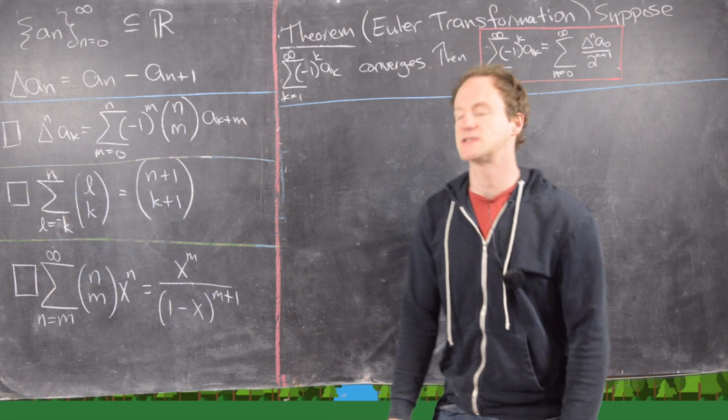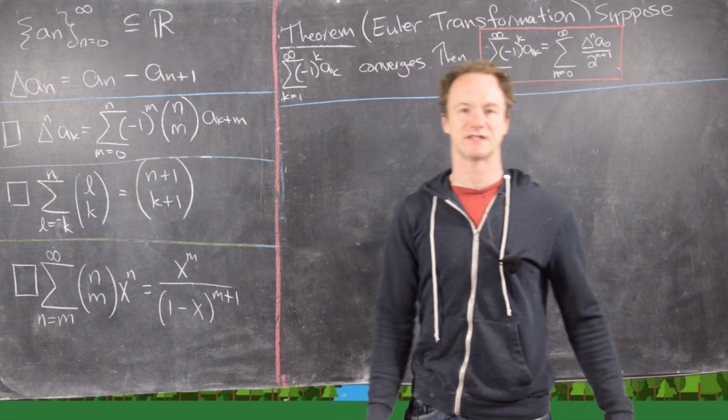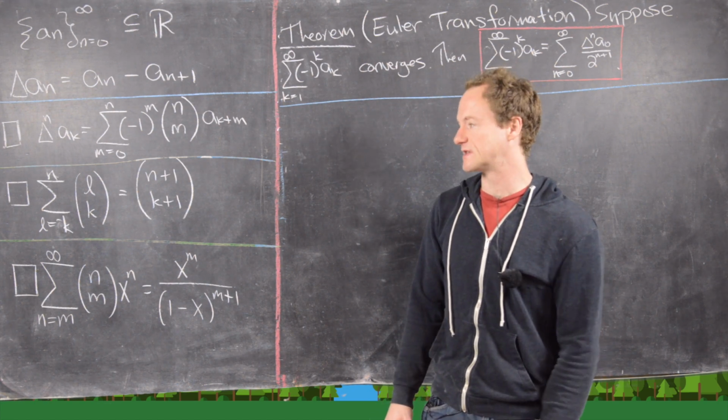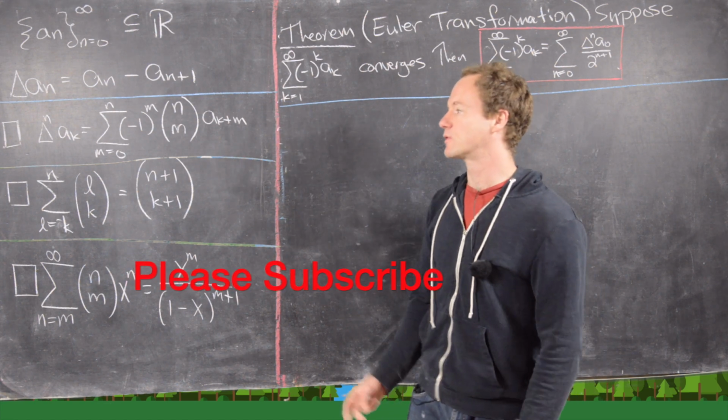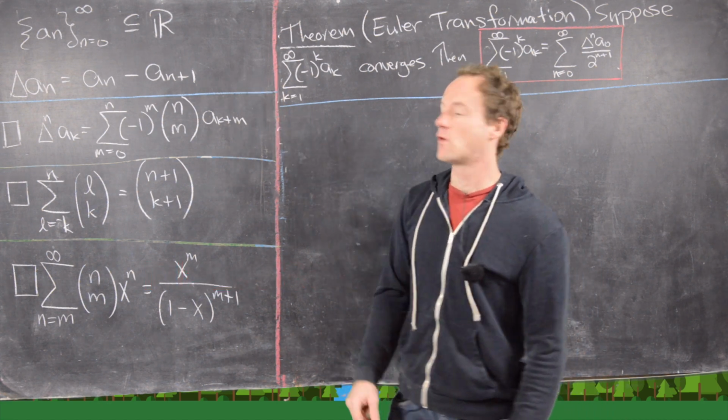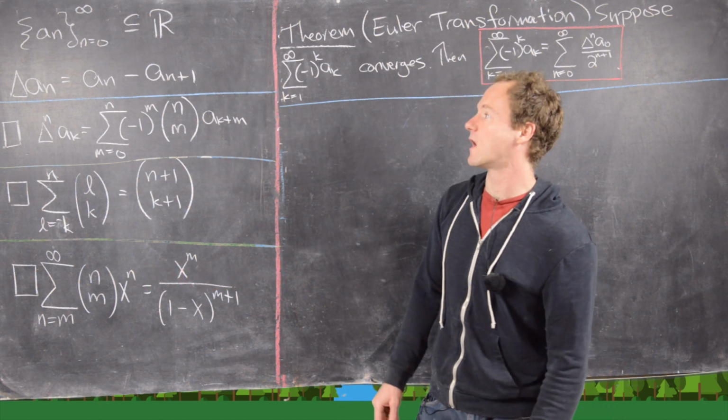In this video, we're going to look at something called the Euler transformation of a series. But before we do that, we need to define something called the forward difference operator and then prove three supplementary results. So this forward difference operator is defined in the following way.